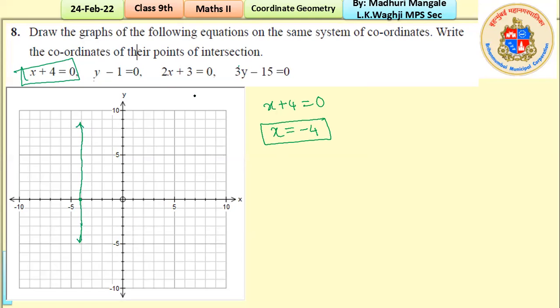Okay. Then we have y minus 1 equals 0. So shift this negative 1 to that side.